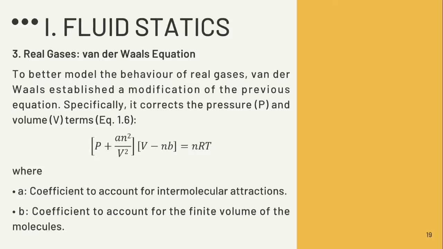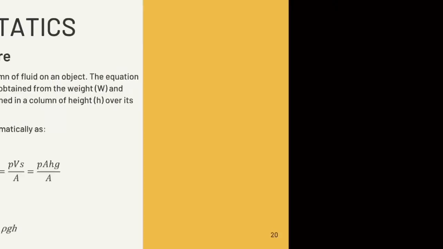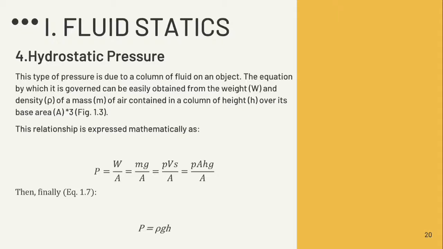To better model the behavior of real gases, Van der Waals established a modification of previous equations, especially it corrects the pressure and volume terms. Number 4. Hydrostatic pressure. This type of pressure is due to a column of fluid on the object.